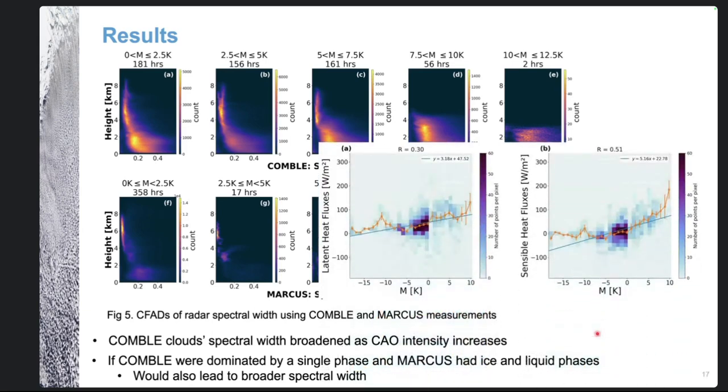For the surface flux measurements, we use the ECOR system, which is the eddy correlation flux measurement system. For COMBLE, with the ECOR system, when the M index increases from negative to positive, we see an increase in both the latent heat flux and the sensible heat flux. Unfortunately, again, for the MARCUS we don't have the ECOR system.